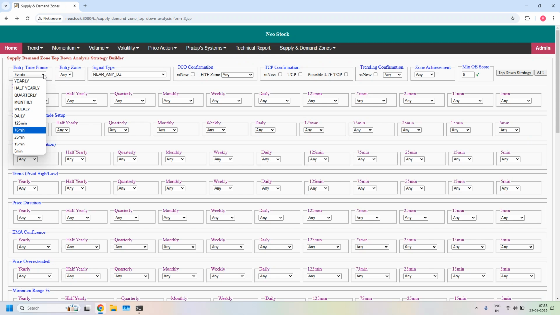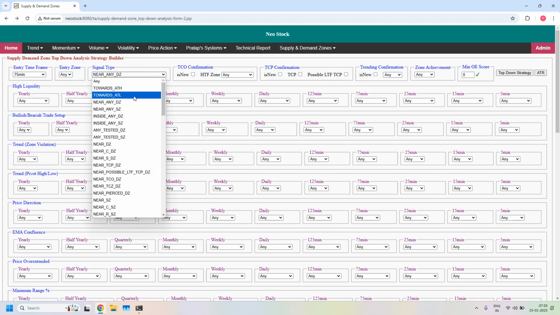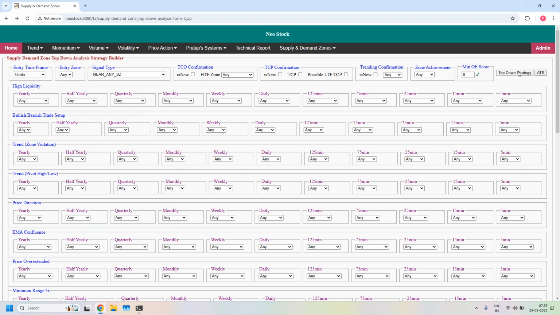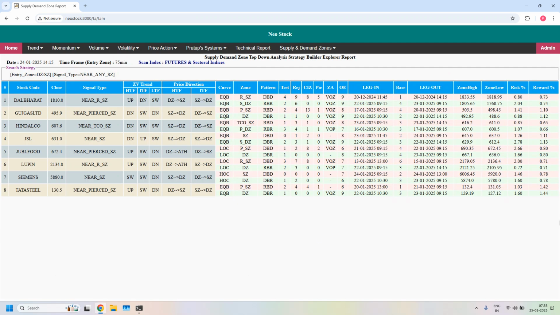Next, for 75 minutes time frame, let us find the stocks near 75 minutes supply zone. We got 8 stocks. Let us identify high liquidity supply zones from this list. Dalmia Bharat is not valid, it is a pierced zone. Lupin is having a high liquidity zone. That's it. We have only one high liquidity 75 minute supply zone from this list.